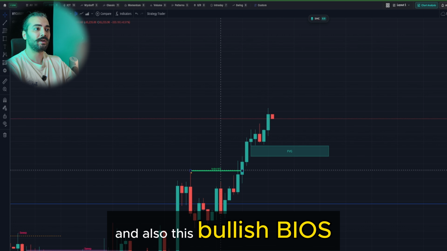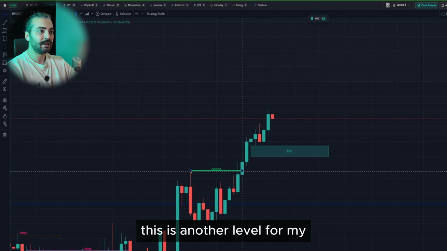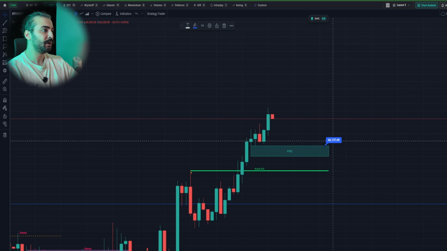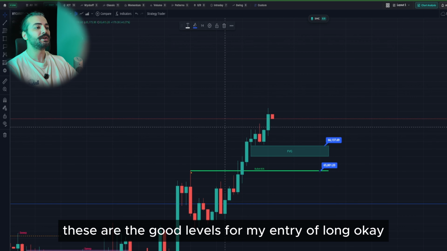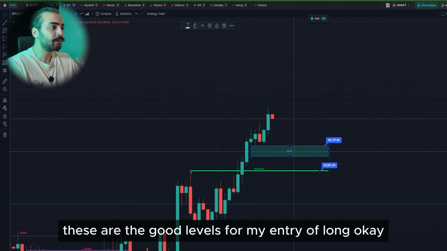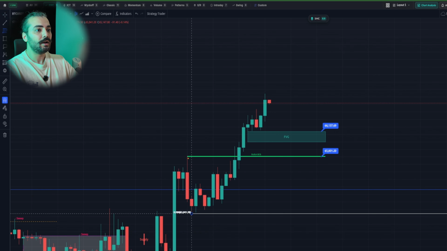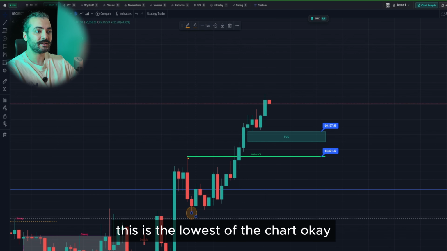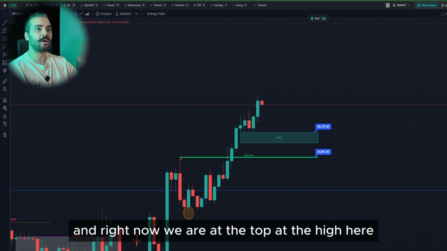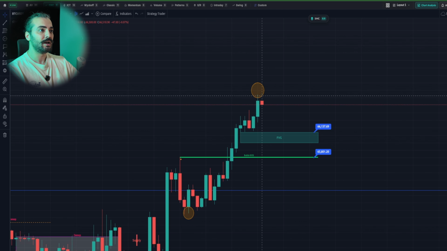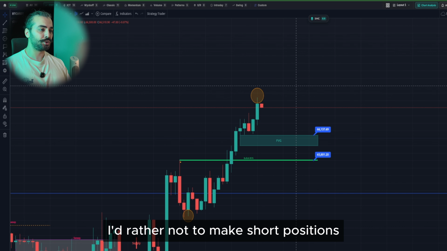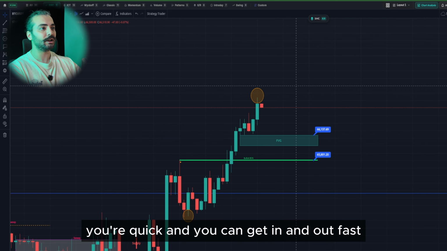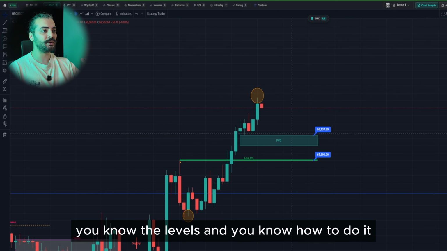And also this bullish BOS, this is another level for my, I'm gonna put the price tags on it. If you don't have a strategy trader, these are the good levels for my entry of long, okay? Next thing I do is I identify the lowest part here. This is the lowest of the chart, okay? And right now we are at the top, at the high here. I'd rather not make short positions, but you can, if you're fast, you're quick, and you can get in and out fast. So you know the zones, you know the levels, and you know how to do it.